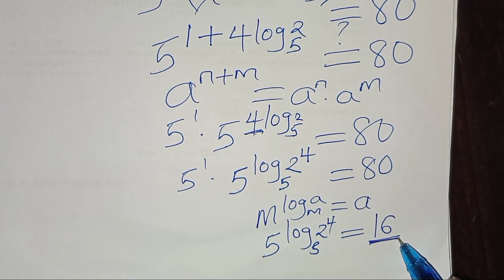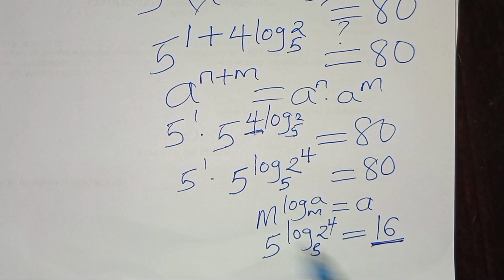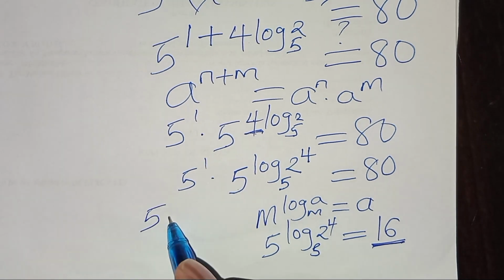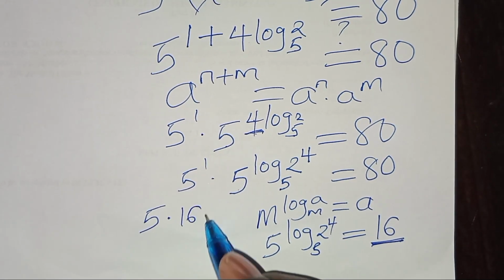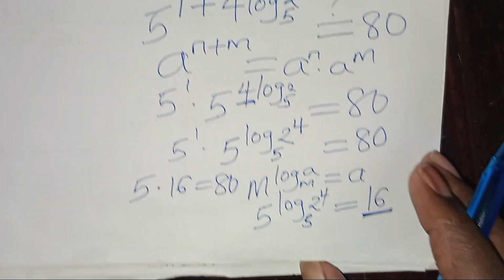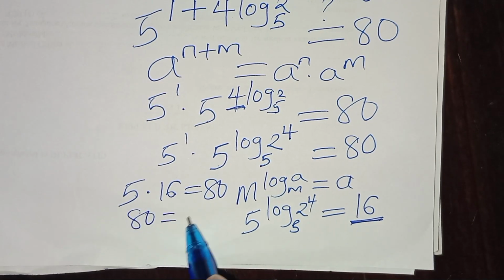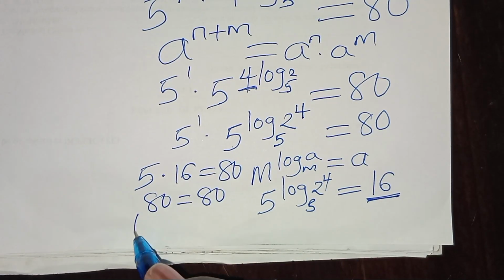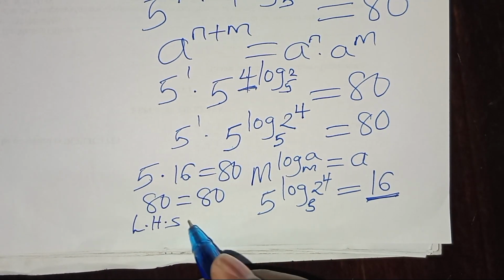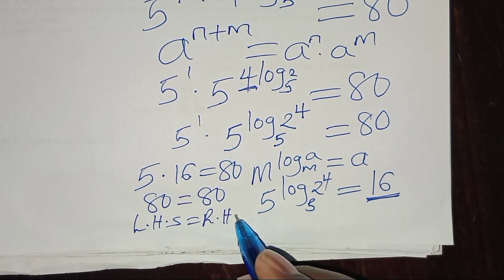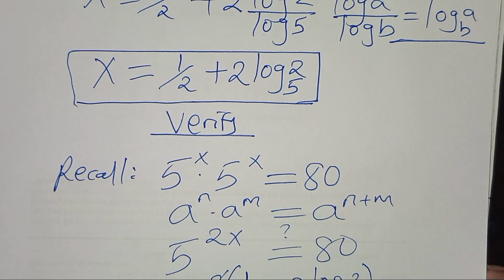So let's substitute this. So now from this, we have 5 multiplying by 16. This is equal to 80. So 5 times 16 is actually equal to 80, which is equal to 80. So that means that the left hand side is equal to the right hand side. And that affirms that the value of x, which is essentially half plus 2 log 2 to base 5, actually satisfies the equation.